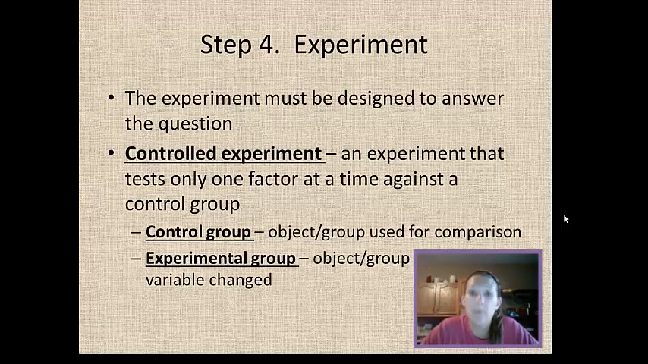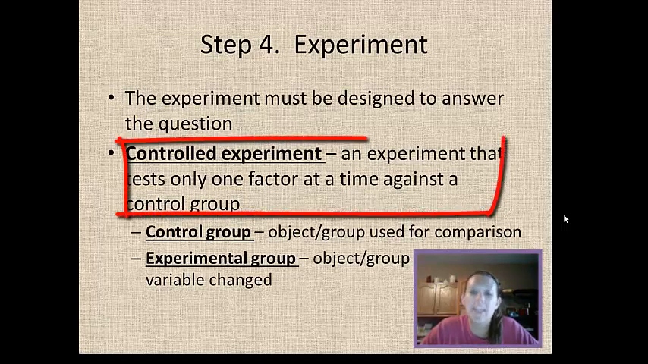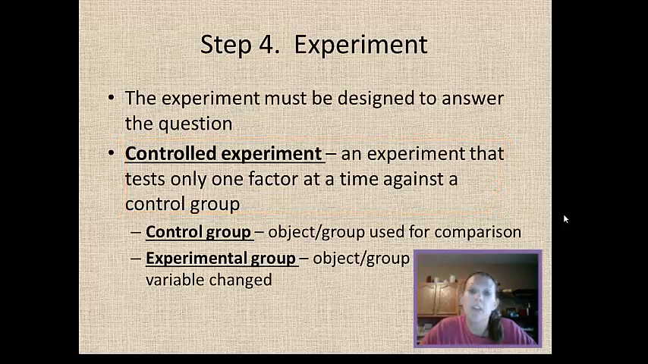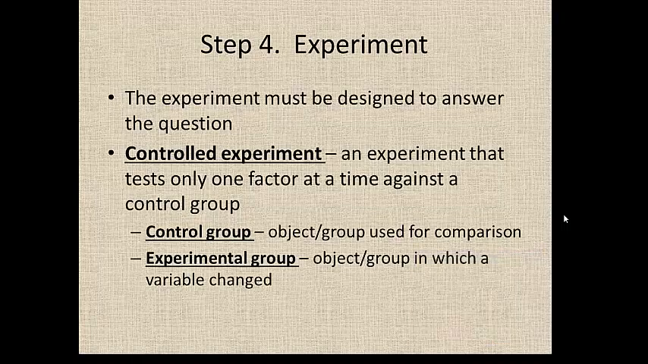And it has to be a controlled experiment, which tests only one factor at a time against a control group. The control group is the object or group that's used for comparison when nothing happens, when there's nothing changed. And then the experimental group is where the object or group is changed.